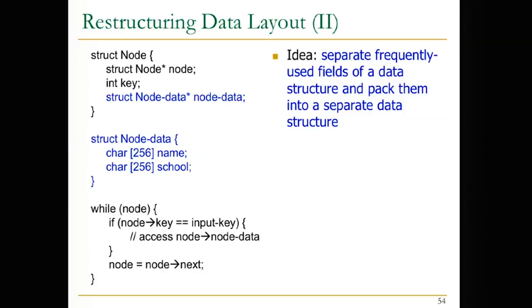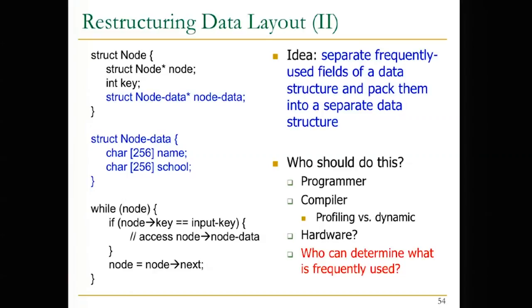Make sense? You can have an array, for example, instead of having a linked list over here. And you can assume that whenever you get a key match in the array, in this other array, you're at the same location, right? That's another way. But anyway, you can optimize the code forever. There's another question, which is, who should do this? Should the programmer do this? Should the compiler do this? Should the hardware do this? Who can determine what is frequently used?